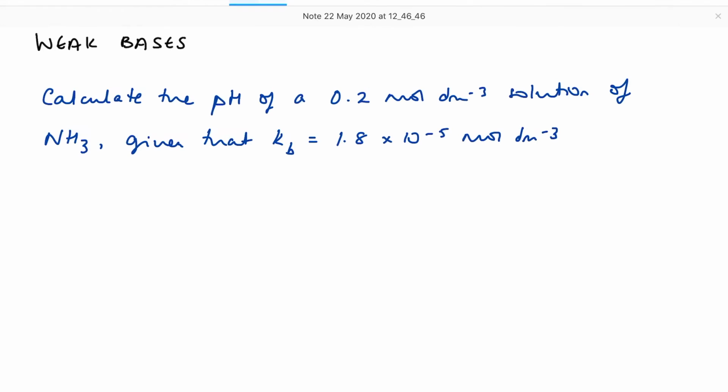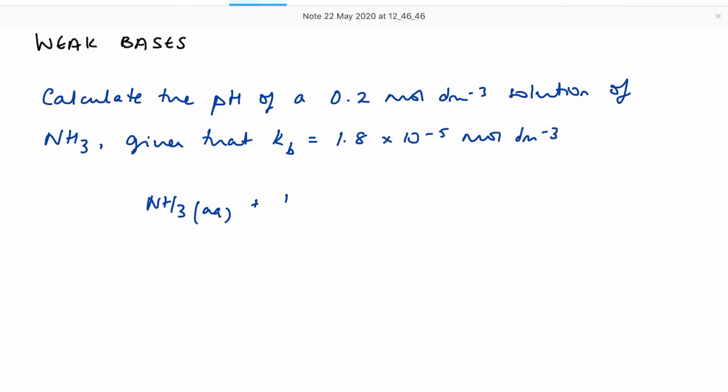With the case of weak bases, we need to find the hydroxide concentration, and because they don't fully react or dissociate, we cannot assume that the original concentration of the base is the same as that of the hydroxide ions. So we've got a couple more steps. This is exactly the same as finding the pH for a weak acid to begin with.